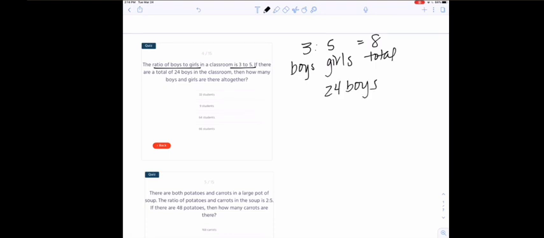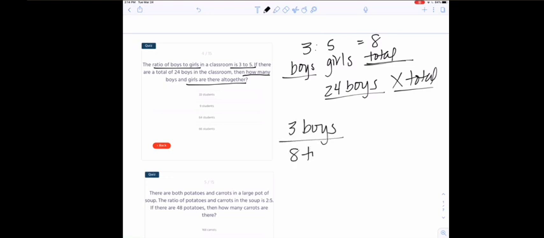How many boys and girls are there together? It gives me 24 boys, so obviously we're going to use the boys and the boys. And then it says, how many are all there together? So it's asking about the total, which means I'm going to use the total to be able to find my answer. So let's set it up. 3 boys, 8 total, equals 24 boys, x total.